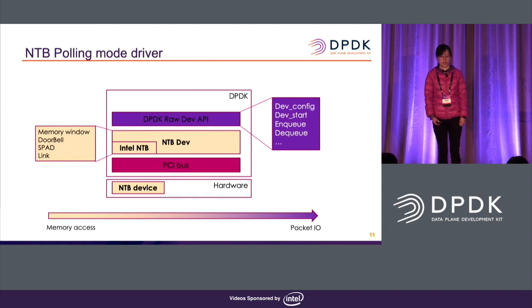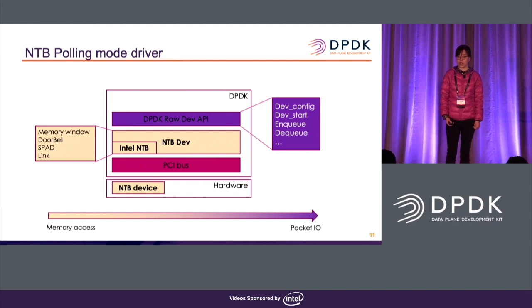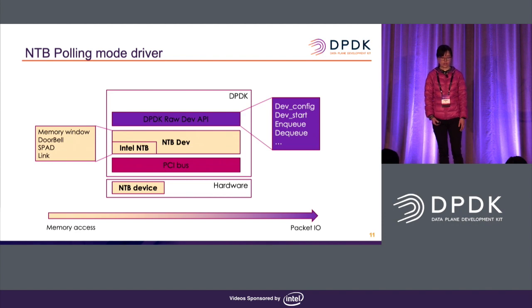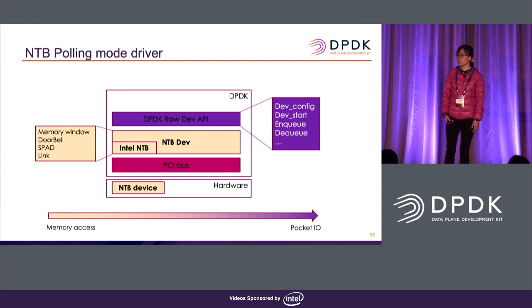To be a raw device, we need to follow this raw device API, such as device configure, device start, and enqueue and dequeue functions. To be an NTB device, as the previous slide said, the memory window, doorbell, and SPAD registers are common things. So there are some ops defined for these operations. From this framework, we can see that with this design, we can bring the NTB kind of device from memory access to a kind of packet I/O interface.